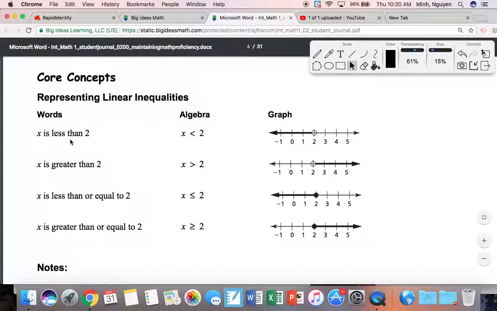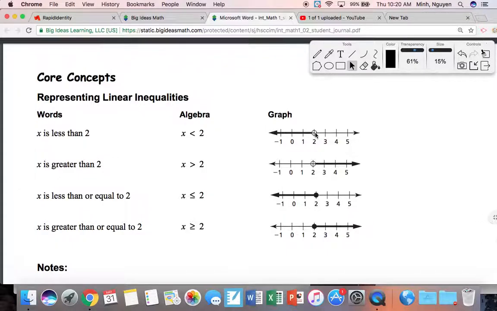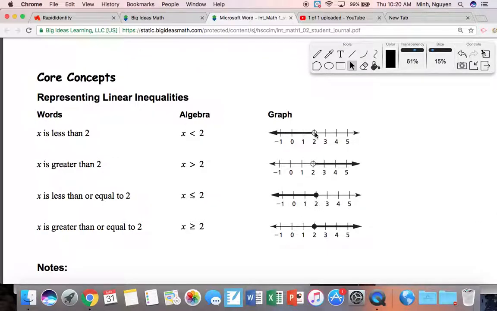So if you say x is less than 2, the representation for that is x < 2, this being the less than sign. And when you graph it, you'll notice that the 2 has an empty circle. What that means is that whatever number is encircled with an empty circle, we do not count. So, for instance, 2 is not less than 2, but 1 is less than 2, or 1.5 is less than 2, or 0 is less than 2. That all works.